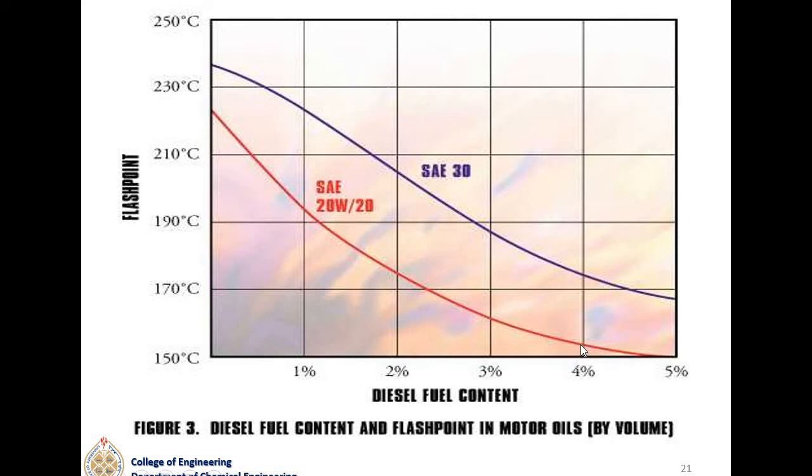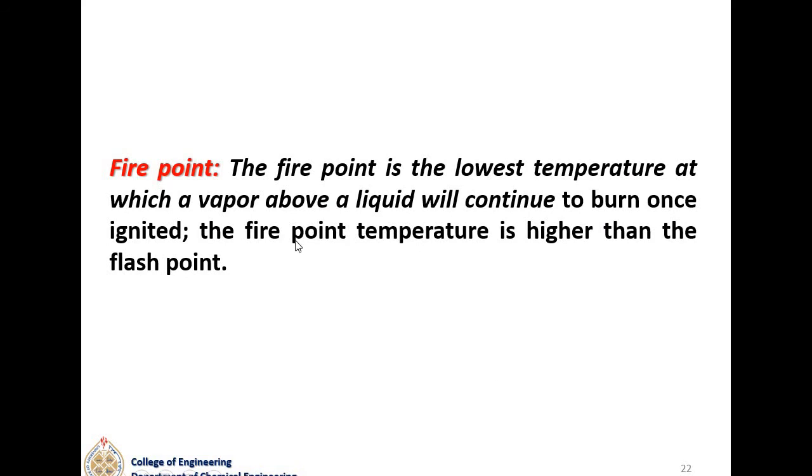If you have 4% diesel volume of the combustible mixture that we have, we have about 152 or something like that. So the temperature will be even less and less. So you need less temperature, less heat, for higher diesel content. And I think this makes perfect sense for us.